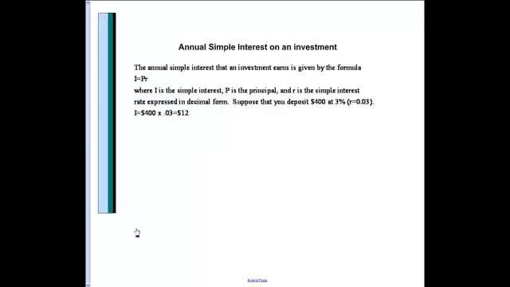Now we also deal with simple interest in this particular section. Simple interest is I equals the principal times the rate. Suppose we deposit $400, which we define as P, at 3%, that's R. We convert that to a decimal. That means we'll gain $12 in interest by multiplying 400 times 0.03.